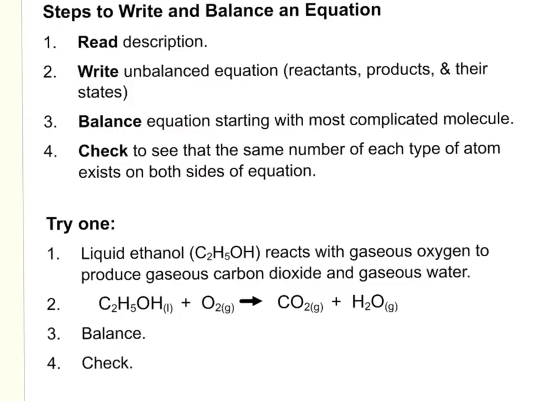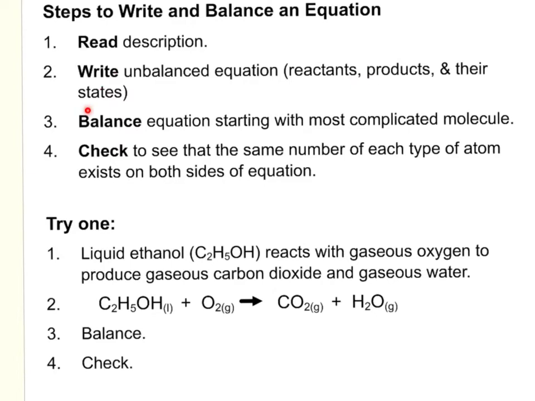So here are just the steps. This is what we did. I just wrote them out as steps. First, you read a description of what you're being asked to write a chemical equation for. It might be written out in words. Then you write down an unbalanced equation. So write the reactants, the products, and their states. Then you balance it. And that's what we did.